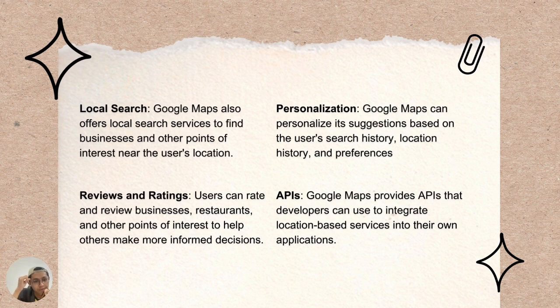And here are other parts of the overview of how it works, such as local search. Google Maps also offers local search services to find businesses and other points of interest near the user's location. And personalization: Google Maps can personalize its suggestions based on the user's search history, location history, and preferences. It also has reviews and ratings. Users can rate and review businesses, restaurants, and other points of interest to help others make more informed decisions. And last but not least, APIs. Google Maps also provides APIs that developers can use to integrate location-based services into their own applications.